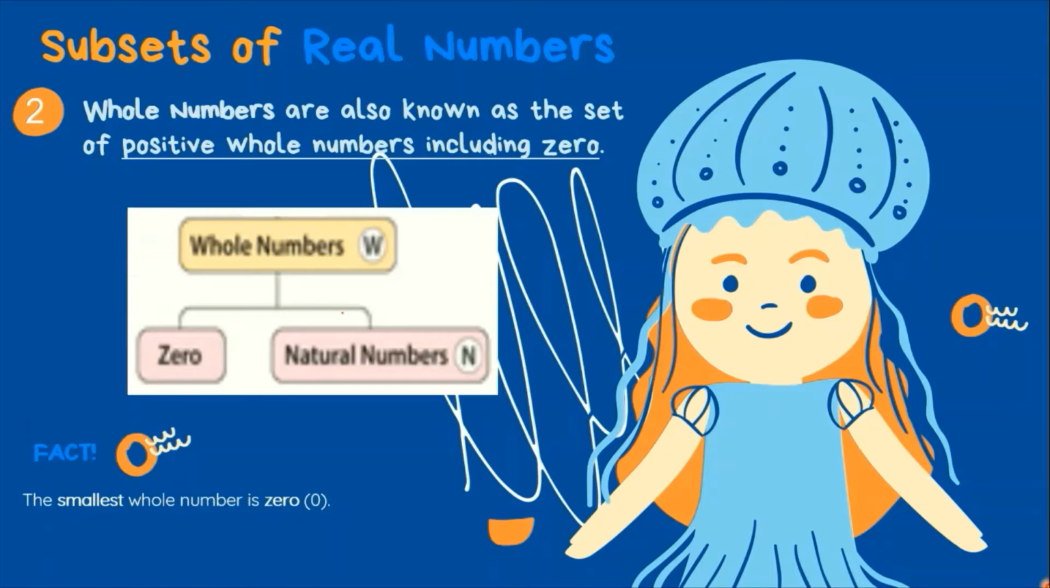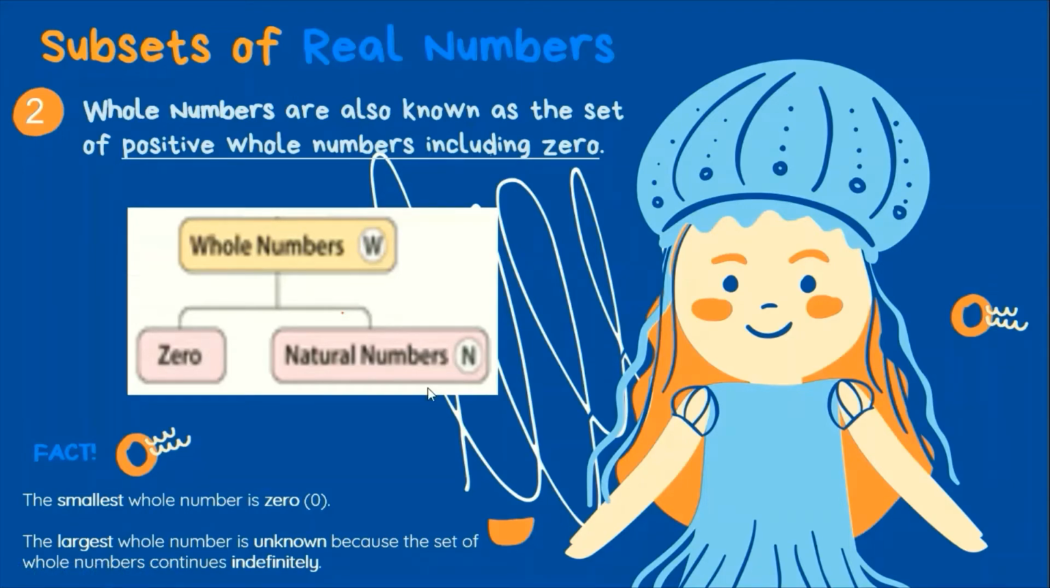Therefore, the smallest whole number is 0. And the largest whole number is unknown because the set of whole numbers continues indefinitely. Hindi ito natatapos lang kay 5. Napakaraming mga positive numbers and it continues indefinitely.